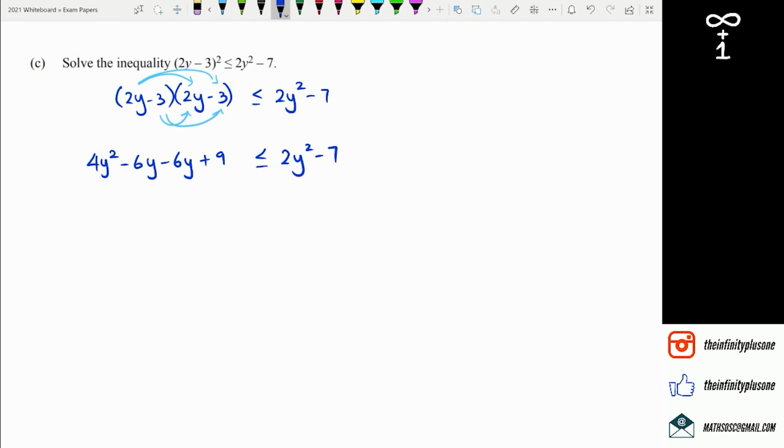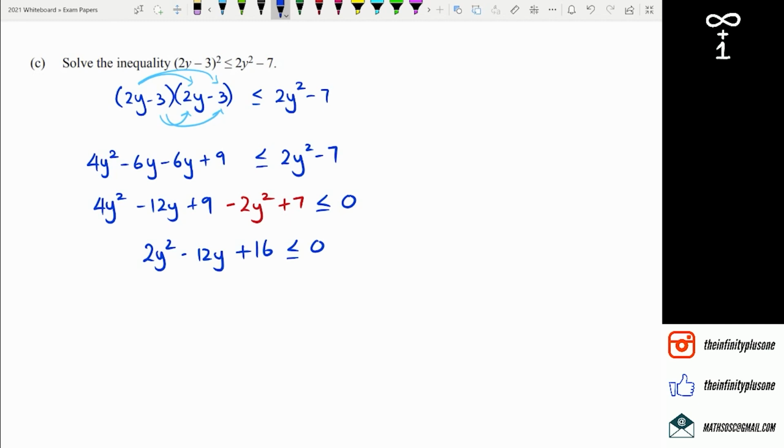So what I'm going to do right now is rearrange this, but first I'm going to simplify the left-hand side to minus 12y plus 9. Now I'm going to bring in my 2y squared and minus 7, so this will become minus 2y squared plus 7, and all of this is less than or equal to 0. Simplifying this further, I get 2y squared minus 12y plus 16 is less than or equal to 0.